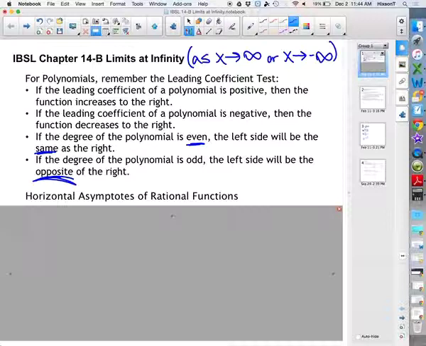Now, horizontal asymptotes are another place, and this is really where the majority of the limits at infinity will be a specific value. We need to look at the horizontal asymptotes. Okay. Now, how do we find horizontal asymptotes when we have rational functions? Do you remember?